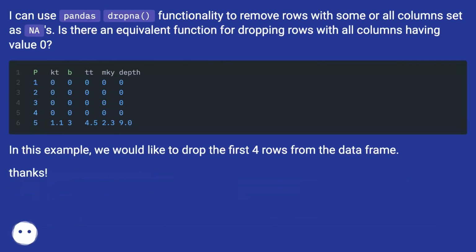Drop rows with all zeros in Pandas data frame. I can use Pandas dropNA functionality to remove rows with some or all columns set as NAs. Is there an equivalent function for dropping rows with all columns having value 0?